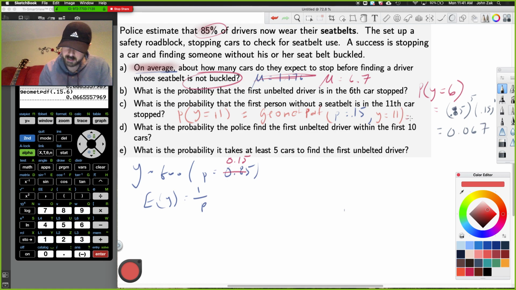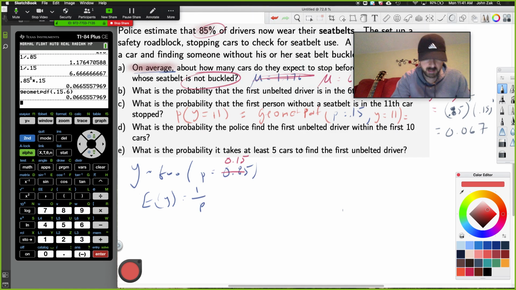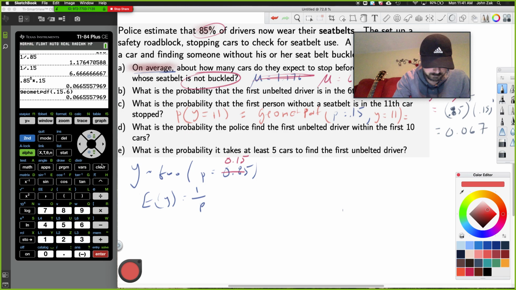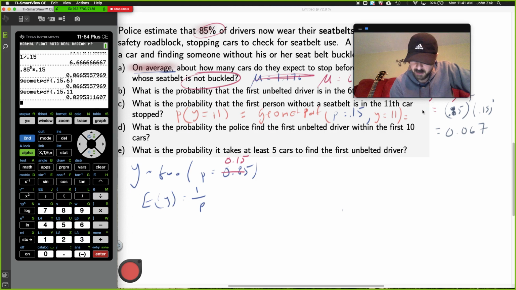And if I put it in my calculator, let's see here. I could just write out the formula again. That should just be 0.85 to the 10th times 0.15. But if I'm lazy, I could just go to the calculator and put 11. And whatever it is, the answer should have been 2.95%, or about 3%.